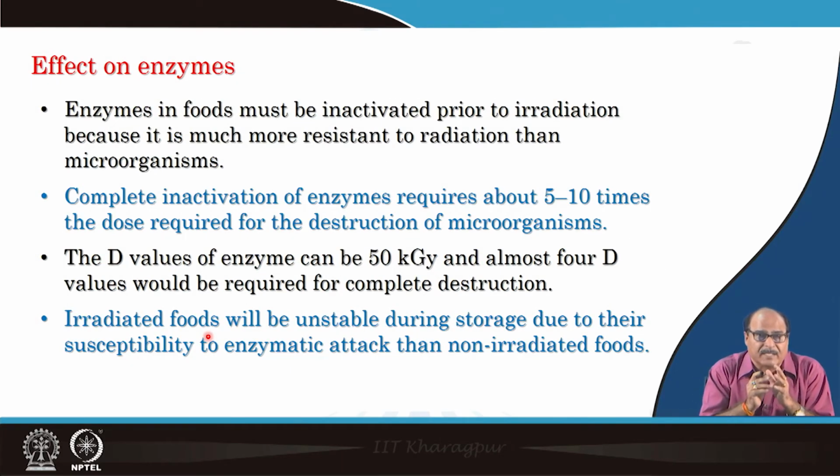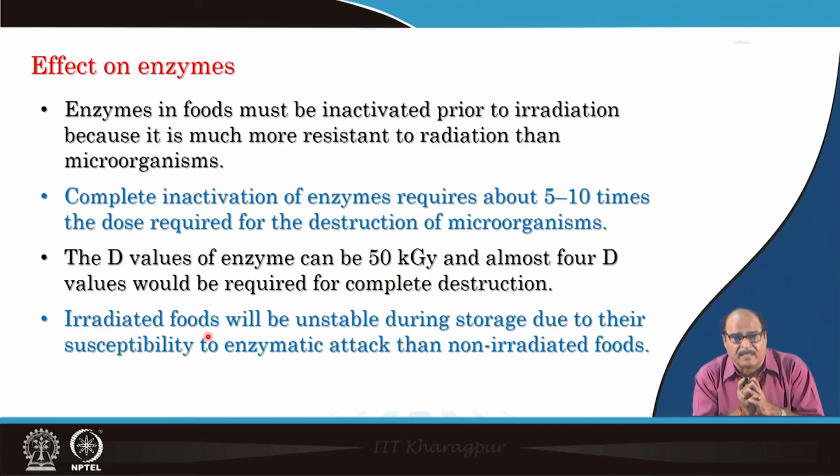Effect of ionizing radiation on enzymes. It is known that enzymes are generally resistant to ionizing radiations. Complete inhibition of enzymes requires about 5 to 10 times the dose required for the destruction of microorganisms. The D value of an enzyme can be 50 kilogray, and almost 4 D values would be required for complete destruction. So, irradiated food will be unstable during storage. Enzymes in food must be inactivated prior to irradiation.